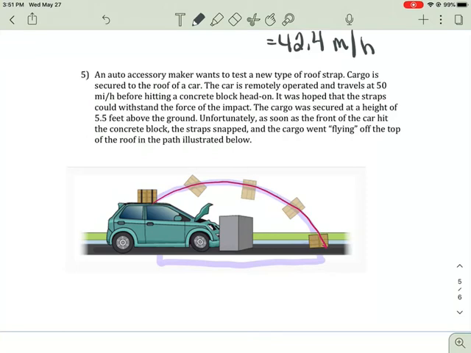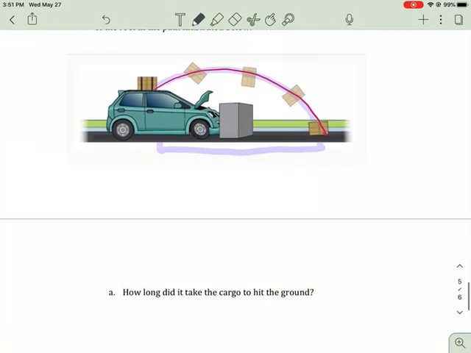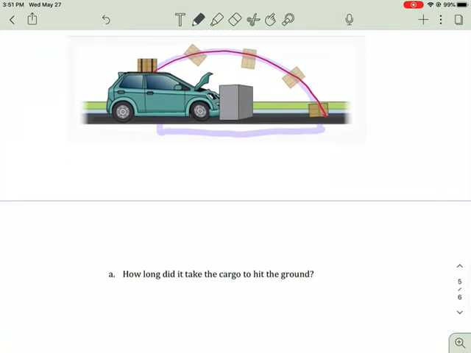All right, so basically at 5.5 feet, we're going to figure out how long it took to hit the ground. So in other words, my pink curve there. How long did it take for the object to hit the ground? And then the second is how much horizontal distance did the package travel? So we want to know how long it took and how far it went.